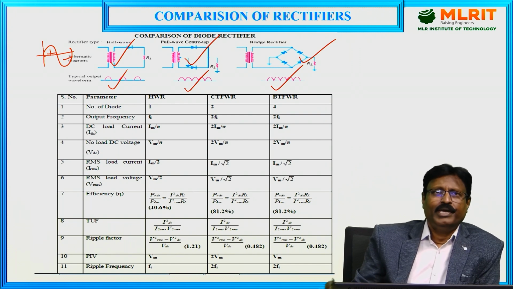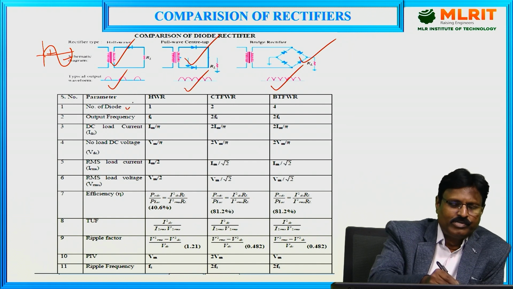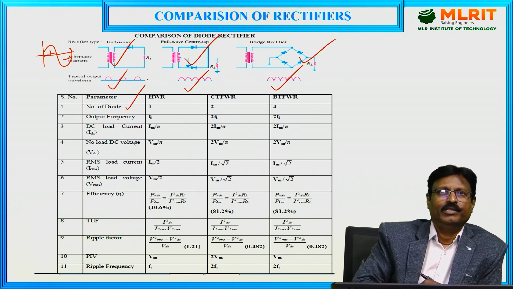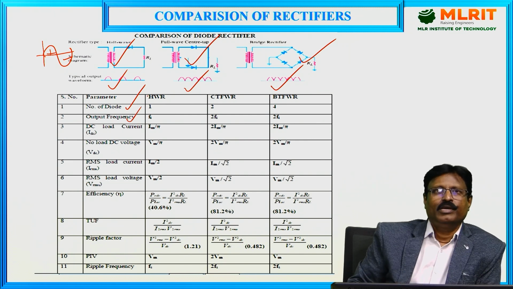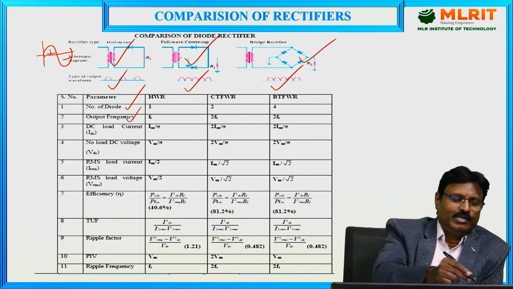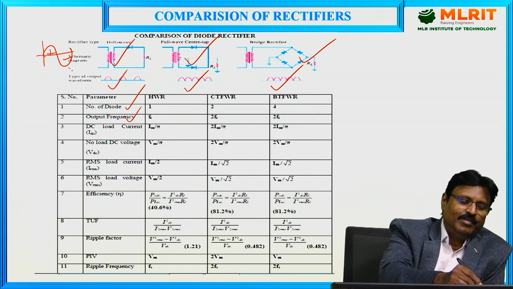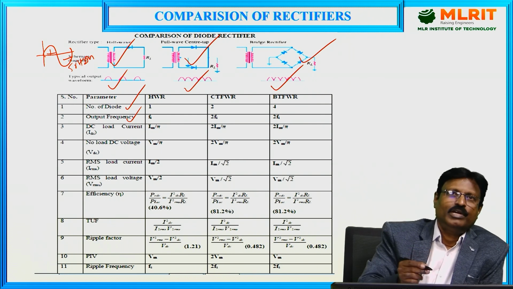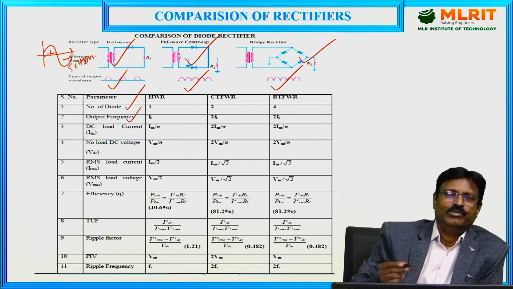So here I am taking the parameters, as you can see in this particular column. How many diodes are there in that particular rectifier? That is parameter 1, and parameter 2 is output frequency. Output frequency in the sense, whenever you are providing the AC input voltage, it has got some frequency. It may be 50 Hz or 60 Hz. Okay, 220 volts or 230 volts AC. AC means it has got some frequency, that is 50 Hz or 60 Hz.